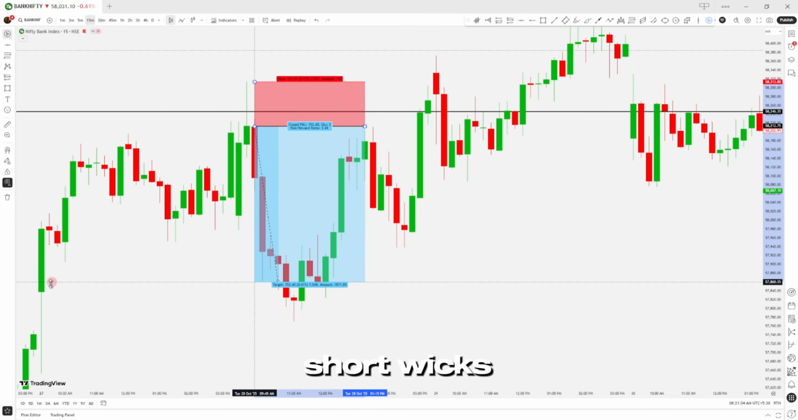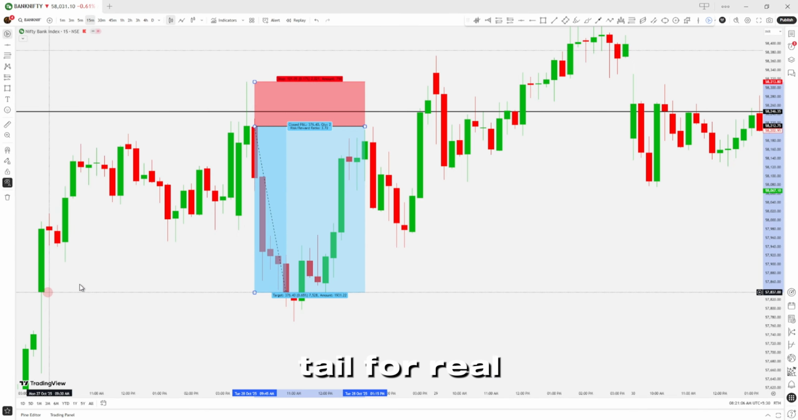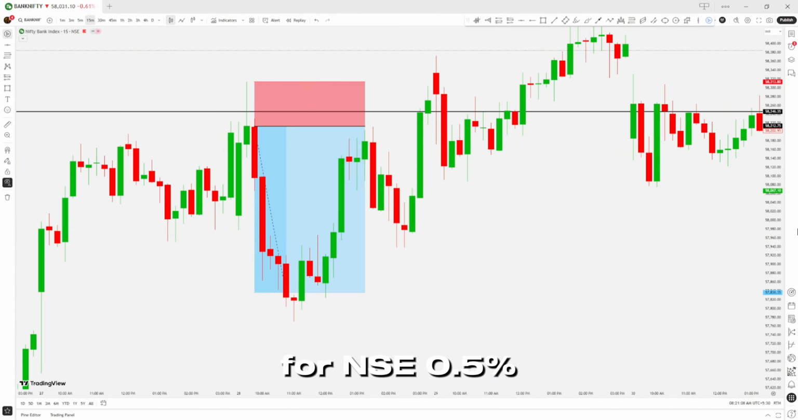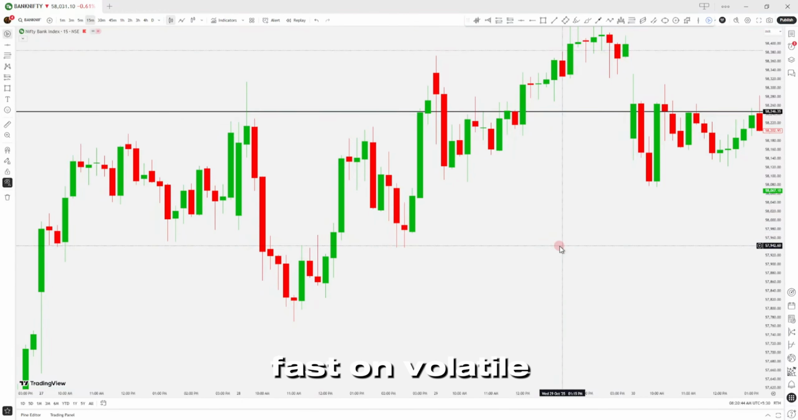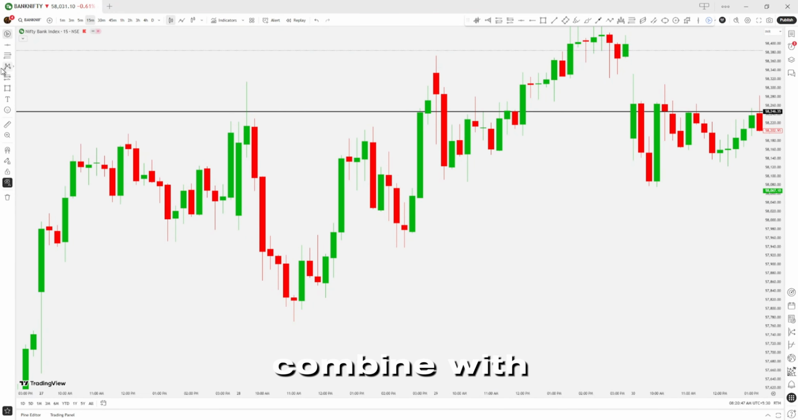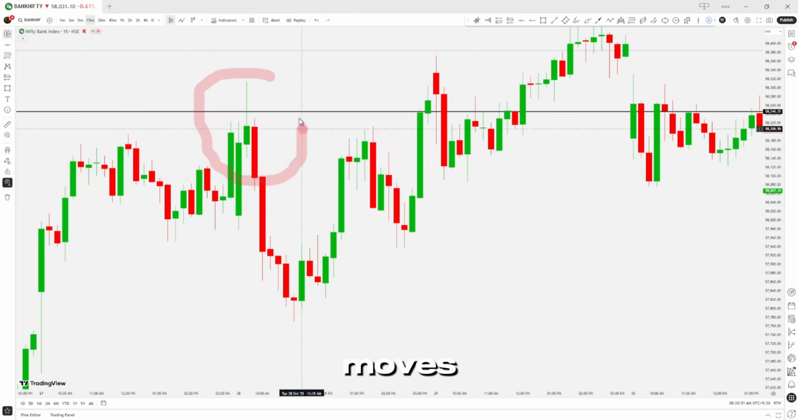Rule 1: Don't trade short wicks. Need the long tail for real rejection. Rule 2: On NSE, risk 0.5%, but trail to break even fast on volatile days. Combine with a tight range for 60% hits and 250-point moves. This shines at session ends, rejecting fakeouts for clean turns.